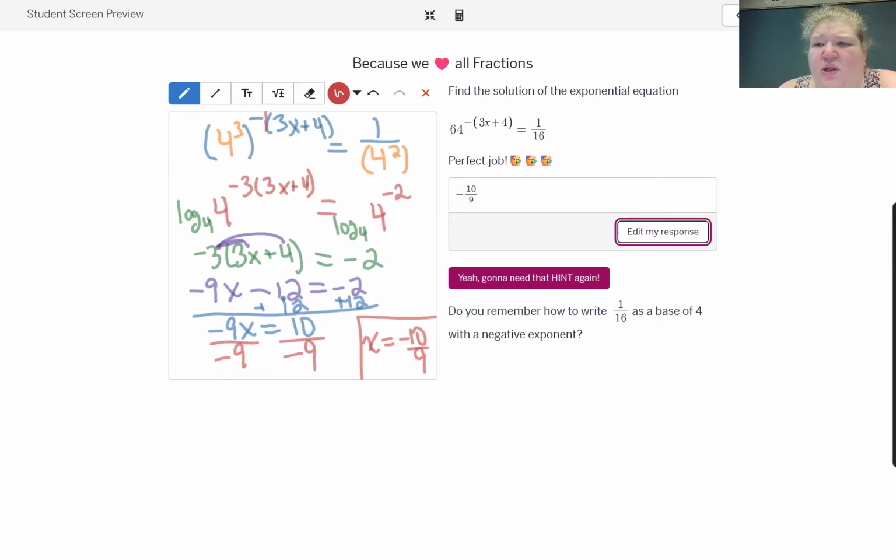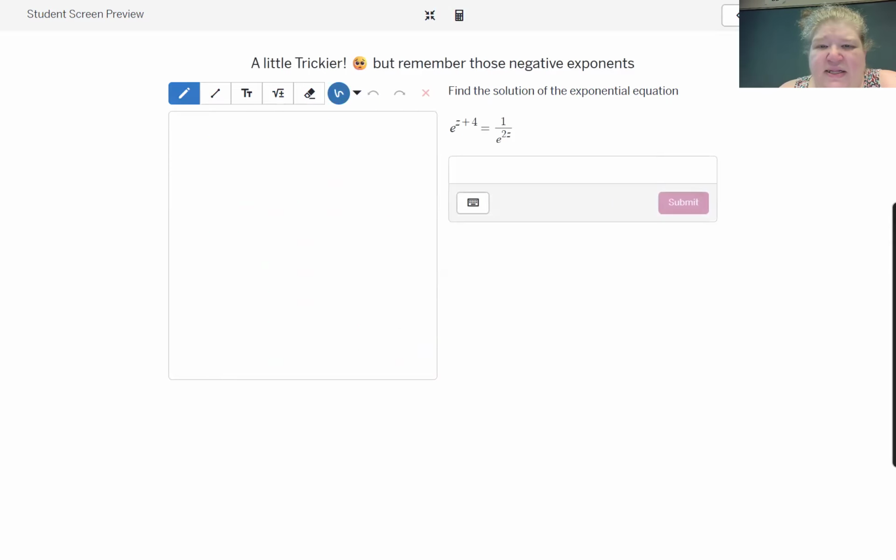All right, so we've seen a whole lot of different bases. And then this next one is like, oh, how about a base e? Sure. So remember, e is just a mathematical constant. It's 2.718, blah, blah, blah. It goes on and on like pi does, irrational. But it's still just a number. So go ahead, write this one down, try it out. So that is e to the z plus 4 equals 1 over e to the 2z.